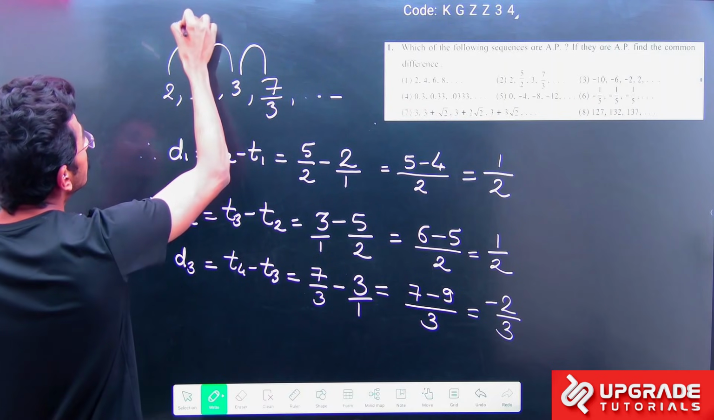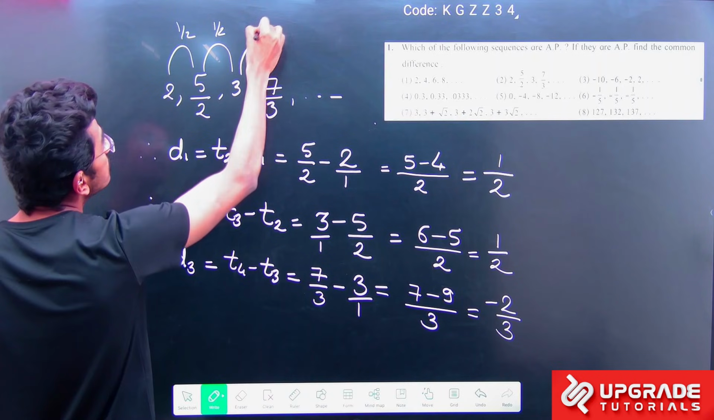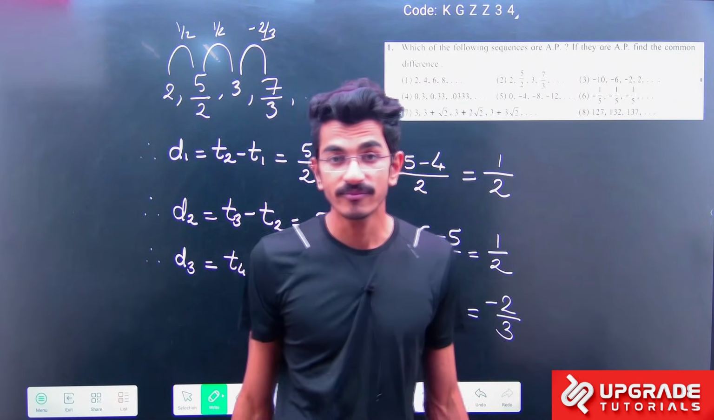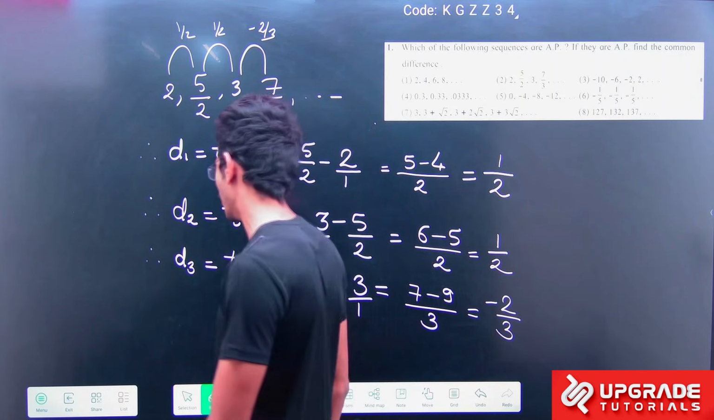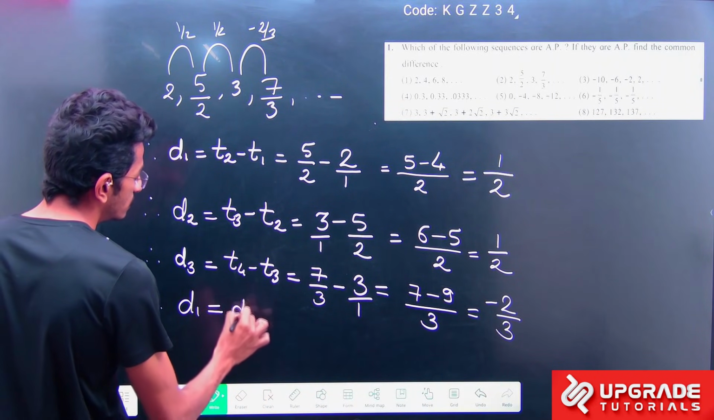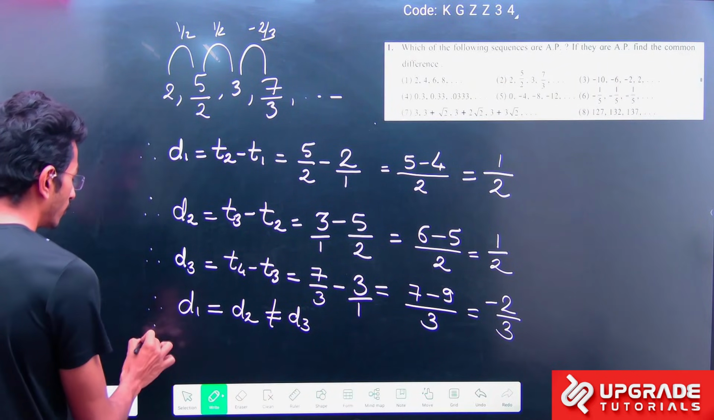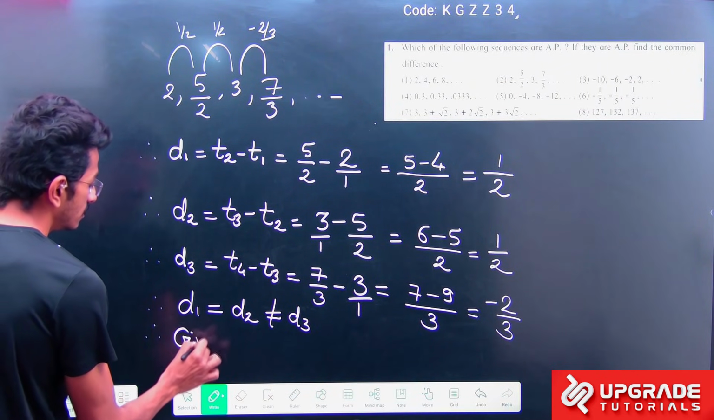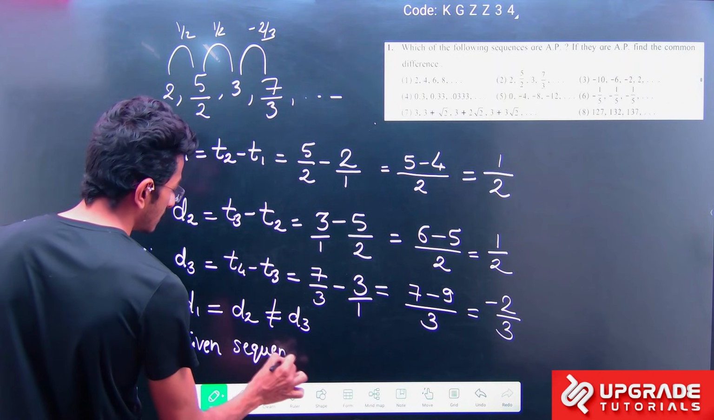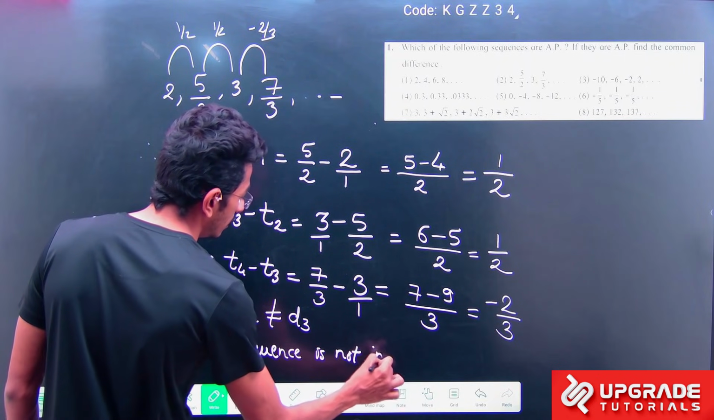Here the difference is 1 upon 2, here the difference is 1 upon 2, but here the difference is minus 2 upon 3. So is the given series in AP? No, clearly no. Therefore you can clearly say that D1 is equal to D2, but this is not equal to D3. Therefore, the given sequence is not in AP.